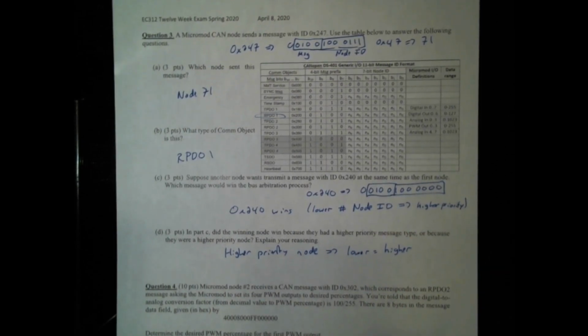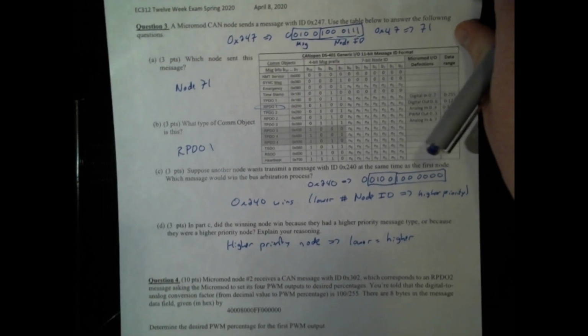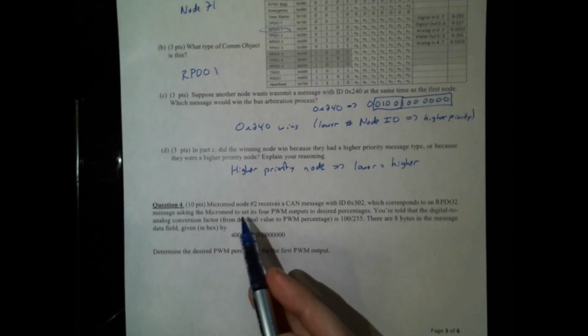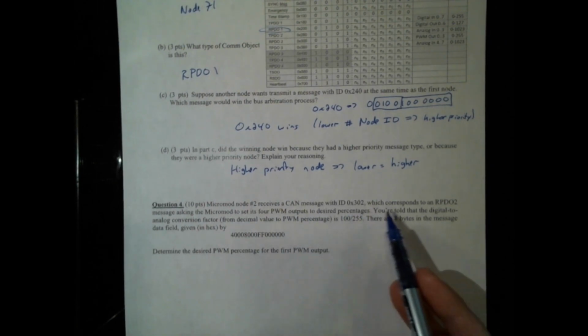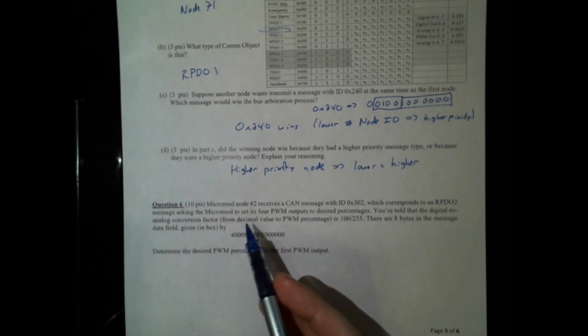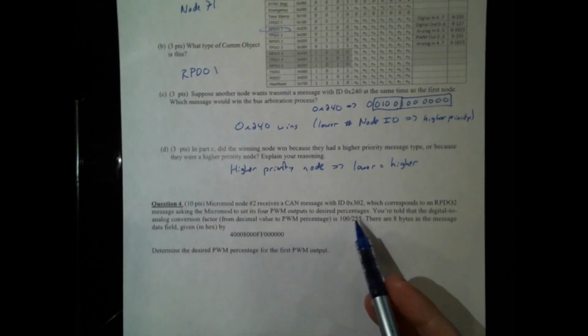And so that's it for that question number 3. Really just understanding the CAN message format and then the priority arbitration system. Next up is question number 4. Micromod node number 2 receives a CAN message with ID 0x302, which corresponds to an RPDO2 message asking the micromod to set its 4 PWM inputs to desired percentages.